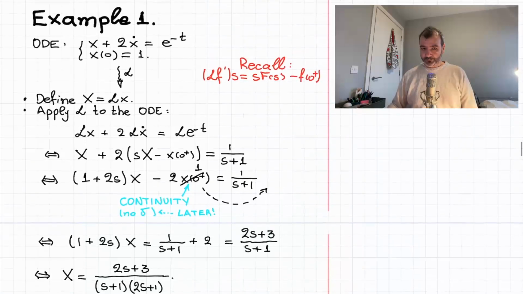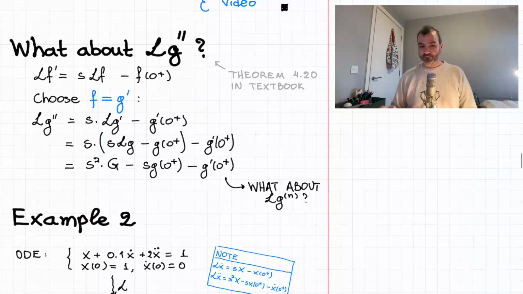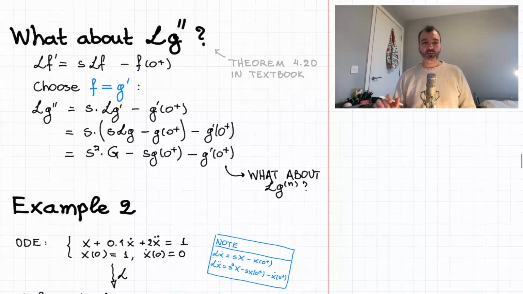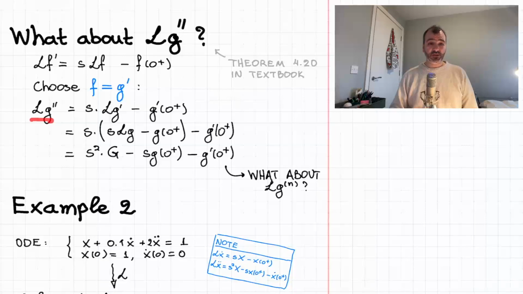In this first example, we looked at a differential equation that had x dot. What if you have x double dot? What if you have higher order derivatives? The good news is that you can apply the same principles. We gave this property: Laplace of f dot is s times Laplace of f minus f at 0 plus. Now you can substitute f equals g prime, g derivative with respect to time, and you can obtain a formula for the Laplace of g double prime, which is s times the Laplace of g prime minus g prime at 0 plus.